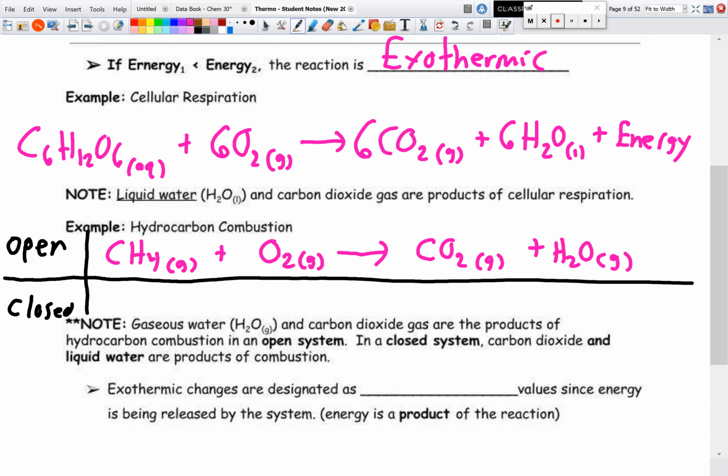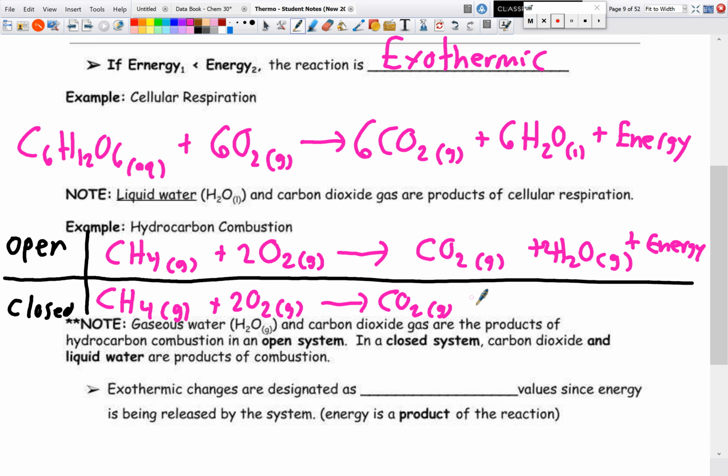And then, of course, balance, and combustion reactions, we know it produces energy. So all combustion reactions in an open system are going to have the water as a gas. Now, if it's a closed system, if we do the exact same reaction, but we do it in a closed system, now we're going to get water coming out as a liquid.